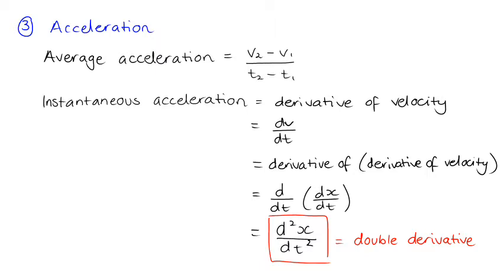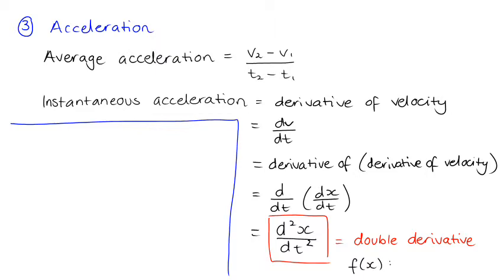Okay, so in summary, if you've got a function, say f of x, you would write the double derivative as f double dash x. The double dash just means the double derivative. So what you've done is take the derivative and then take the derivative again. It's not hard. It uses the same derivative rules. You just do it again.